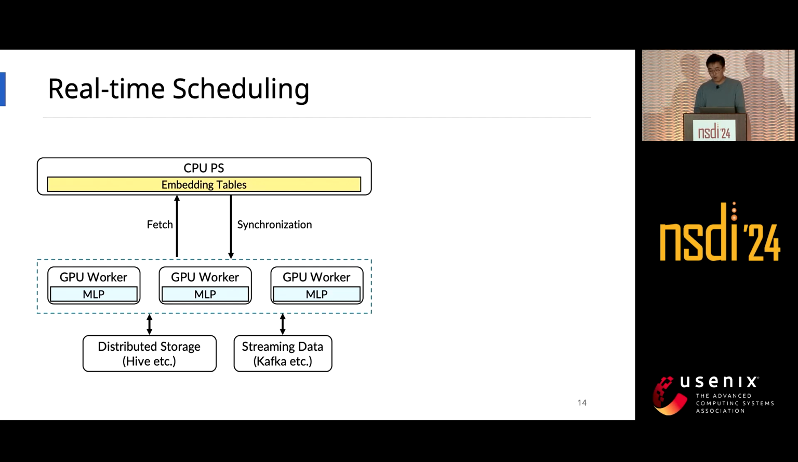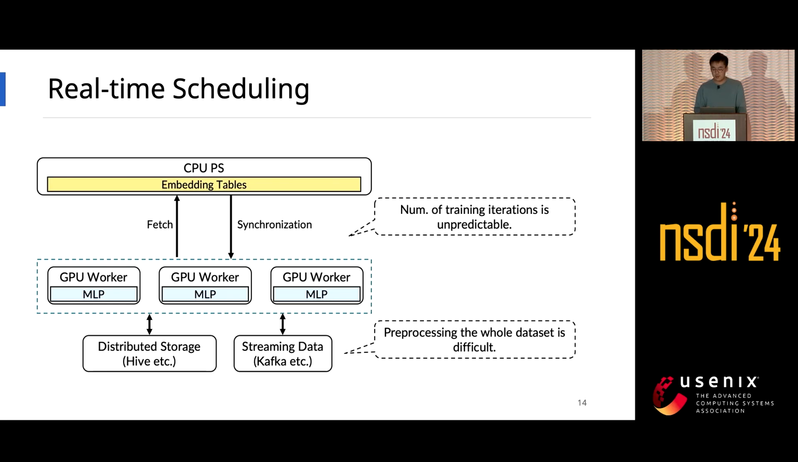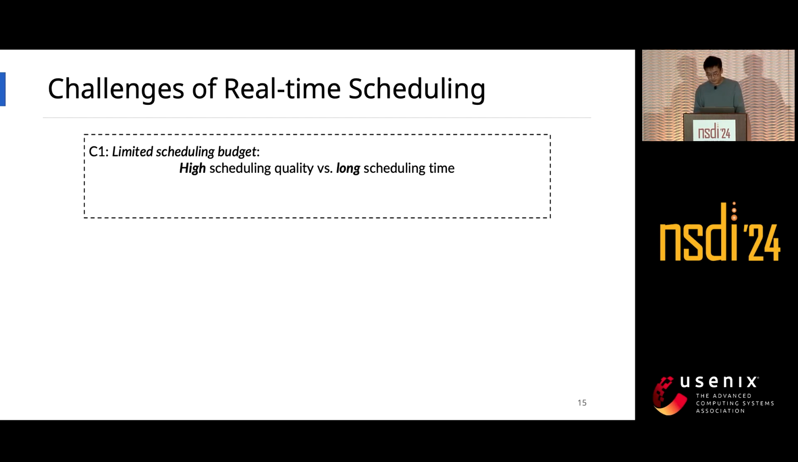When considering the whole deep learning recommendation model training data flow, it's important to make the embedding scheduling decisions in real time for 2 reasons. The first one is that it's really difficult to process the whole data set in advance. The second reason is that the number of training iterations is unpredictable, because normally we stop the training only when the accuracy meets our goal. So the actual number of iterations of the embedding scheduling is unpredictable.